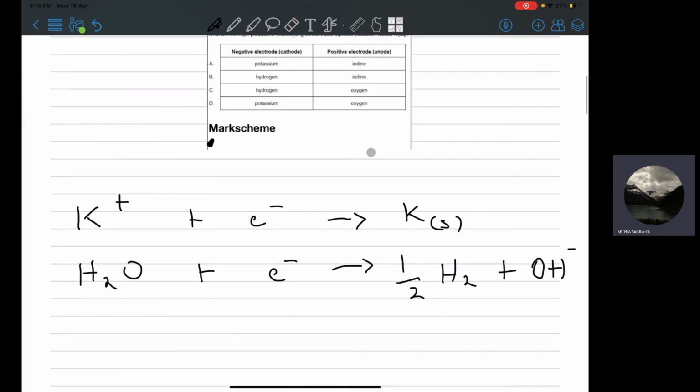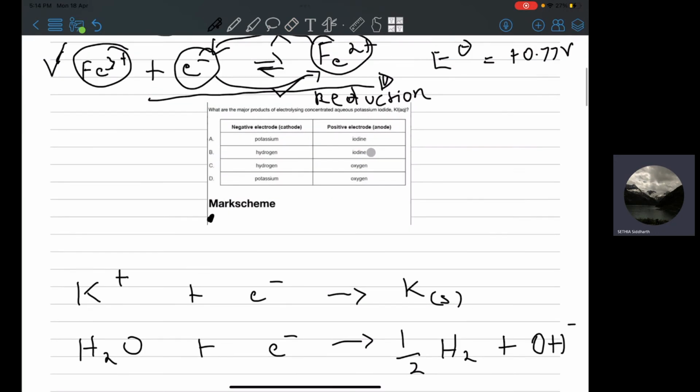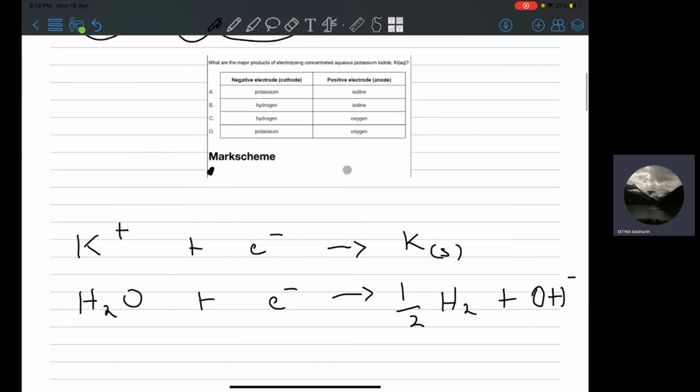All right, let's take a look at the next part. I'm just going to erase this over here. We have, what are the major products of electrolyzing concentrated aqueous potassium iodide? Now, again, I want you to give this question a go by yourself, and then I will proceed to solve it.